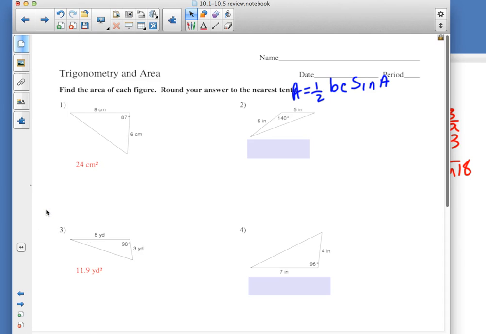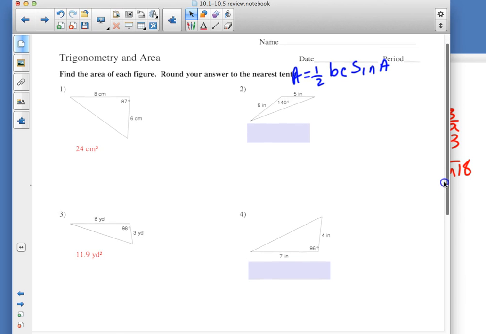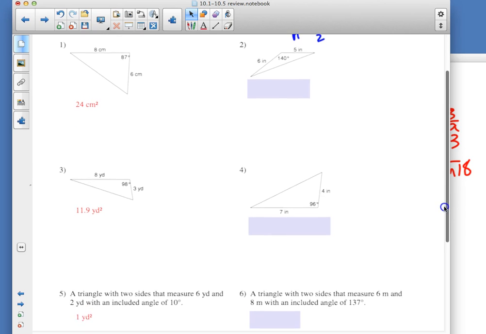Now, as we're going through on page 3, number 1 was 24 centimeters squared. I think I didn't do that one. But the formula, I'm using it right here. BC are the two sides that make the angle. That angle is called the included angle. What? Included? Yeah, it's included. It's made by those two sides. That's the included angle.